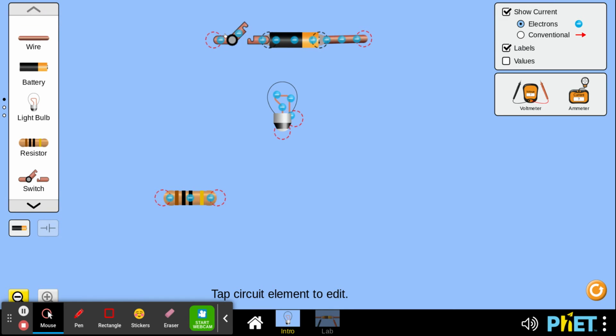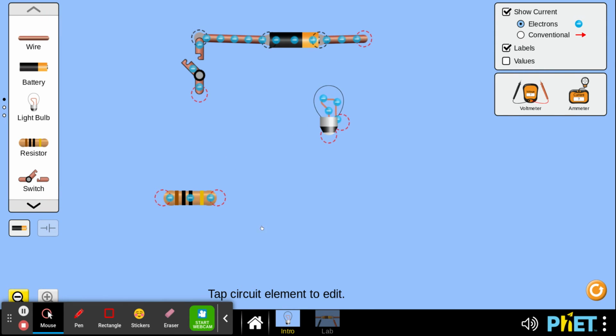And just to make it easy, I'm going to actually add a switch. Actually, I'm going to move my switch. As you can notice, to use this simulation, you just have to drag and drop the components, and you can drag the ends around to resemble the circuit that you're looking for.